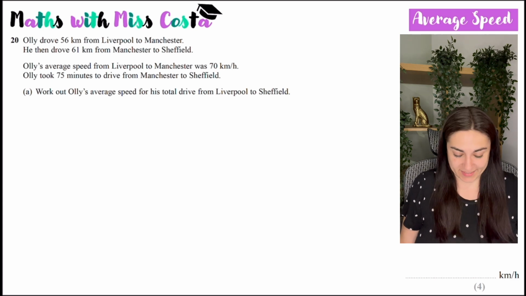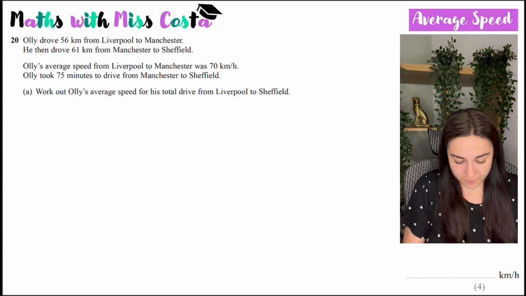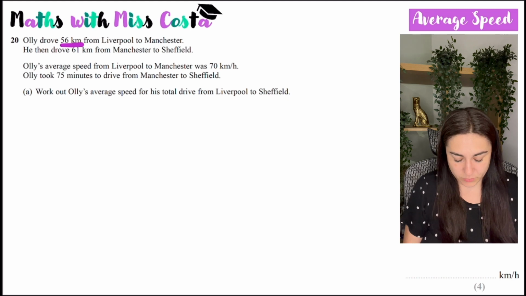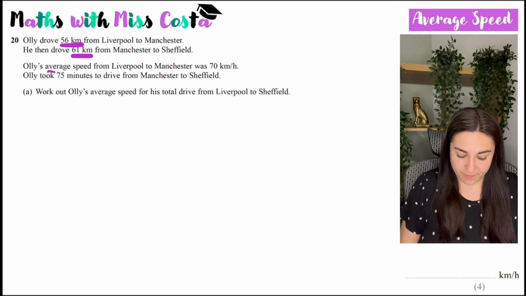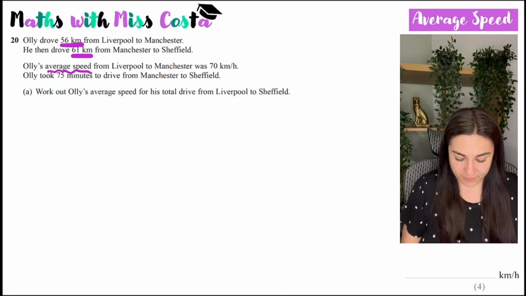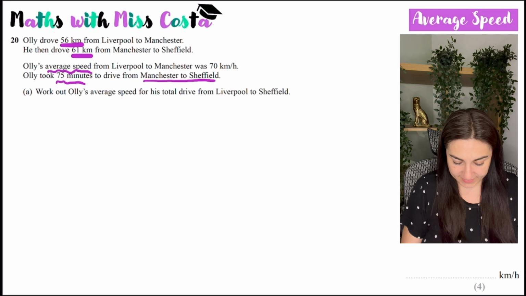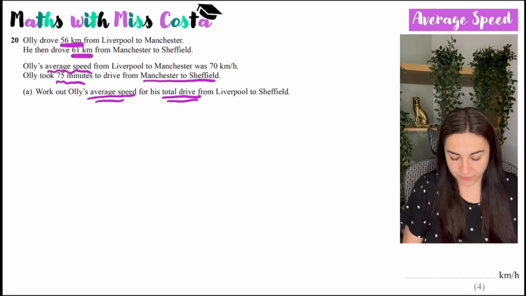Okay, next we've got a speed question. So Ollie drove 56 kilometres from Liverpool to Manchester. He then drove 61 kilometres from Manchester to Sheffield. So his average speed from Liverpool to Manchester was 70 kilometres per hour. And he took 75 minutes to drive from Manchester to Sheffield. So I need to work out his average speed for his total drive.